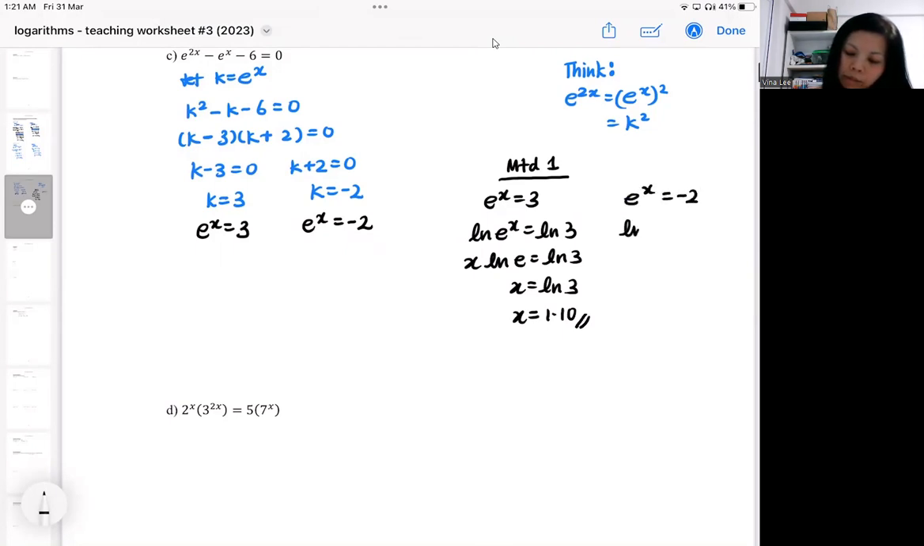So do the same thing. But when you try to do this, the ln of minus 2 is a math error. So there's no solution here.